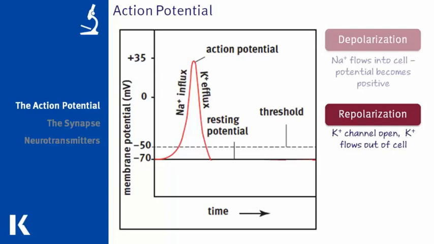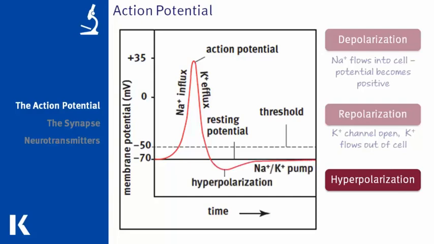When the membrane potential becomes more negative, approaching the resting membrane potential, we call this repolarization. This repolarization is caused by potassium ions flowing out of the cell. But our potassium channels are both slow to open and slow to close, so we overshoot the resting potential a bit. This overshoot is due to potassium ions flowing out of those still open potassium channels. When the membrane potential becomes more negative than the resting potential, we call this hyperpolarization.